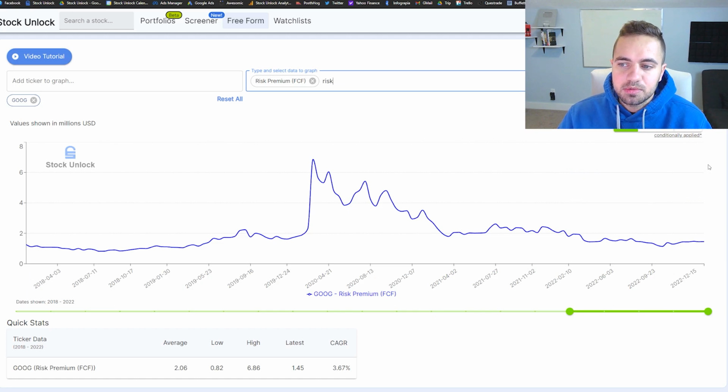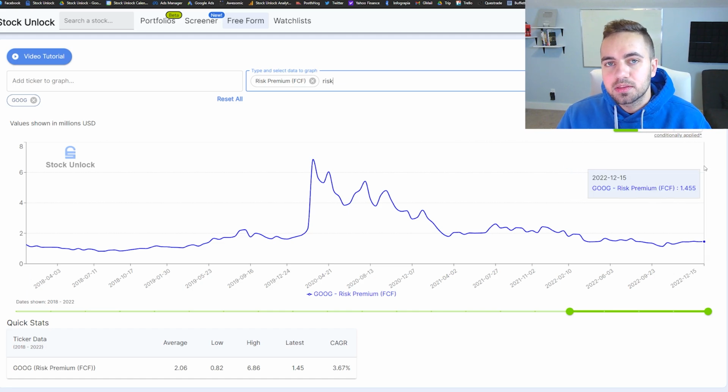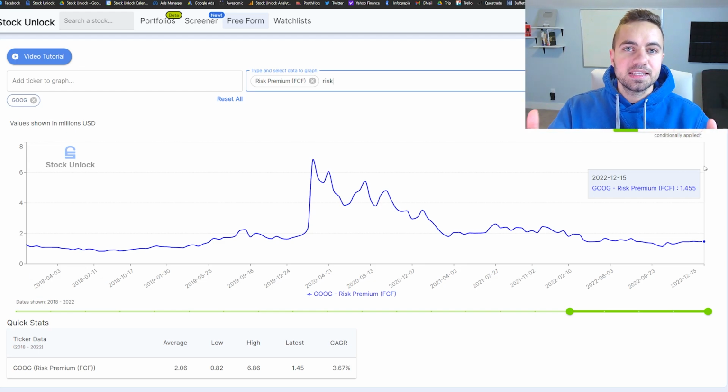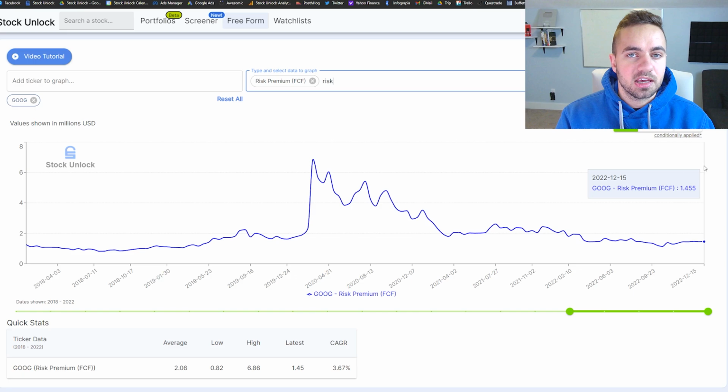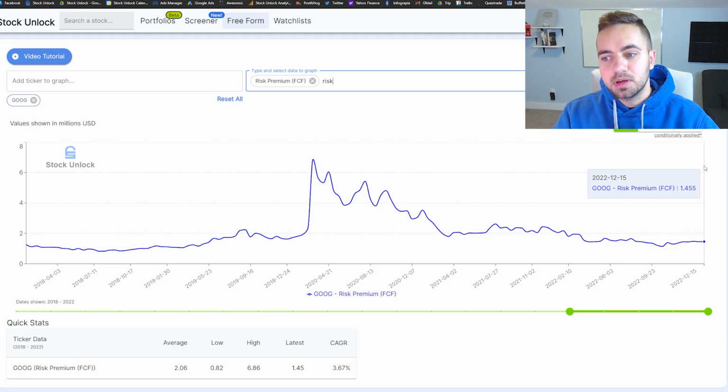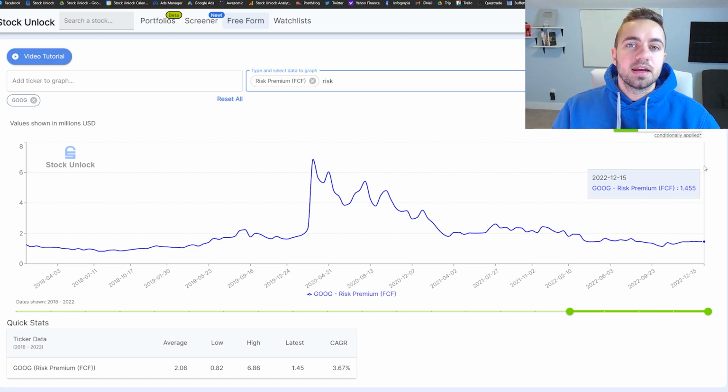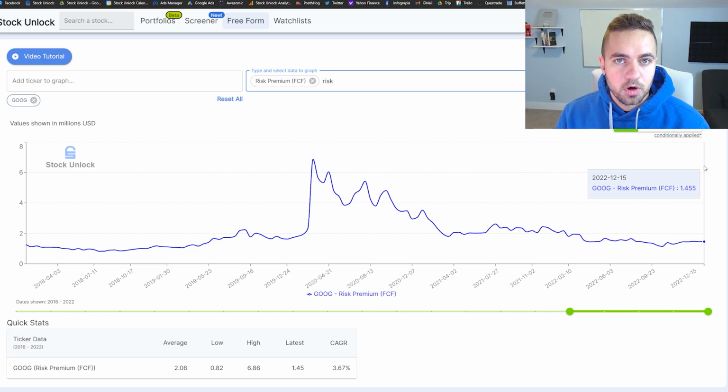And what the risk premium does is it shows you when the stock is selling for a margin of safety, because it takes the free cash flow yield and divides it by whatever the bond yield is offering. So if the risk premium is above 1, then it means that the stock has a margin of safety. If the risk premium is below 1, then it means that the stock has no margin of safety. Or in other words, the higher the risk premium, the more margin of safety there is. And the lower the risk premium, the less margin of safety there is.